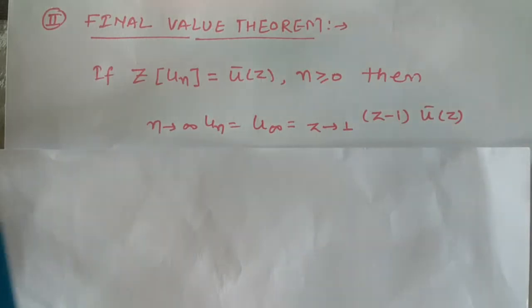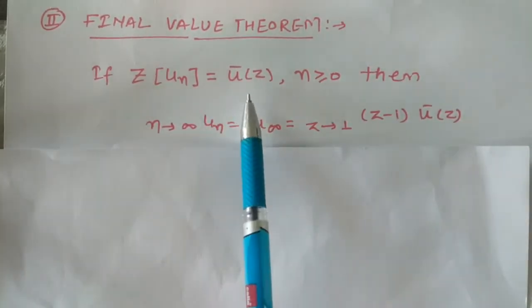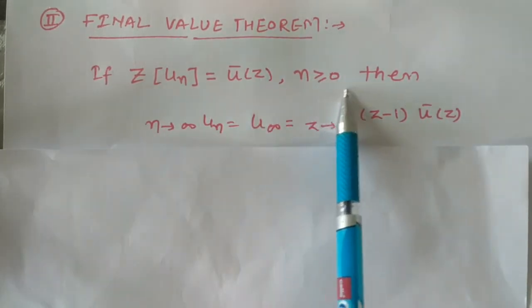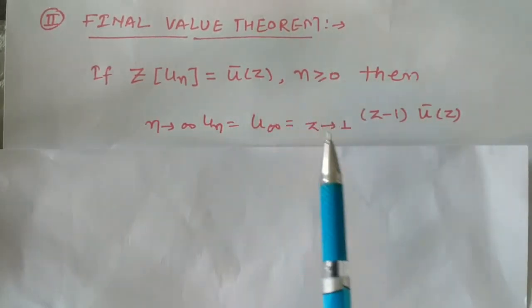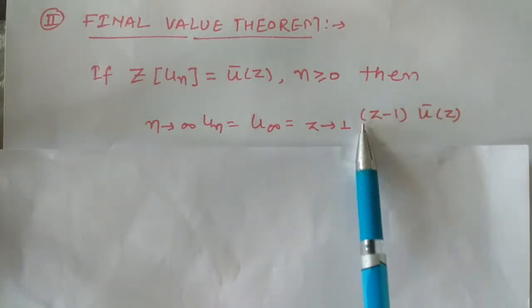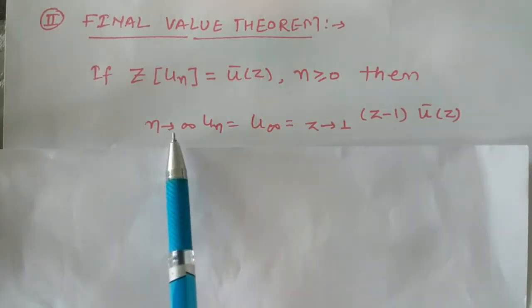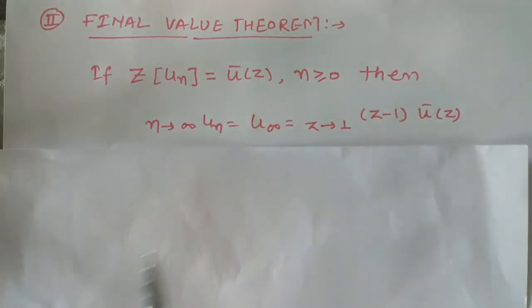Again, what is the final value theorem? If the z transform of the sequence un is u bar z for n greater than or equal to 0, then the limit as z tends to 1 of z minus 1 into u bar z gives u infinite, or the limit of un as n tends to infinity. Now we prove this result.